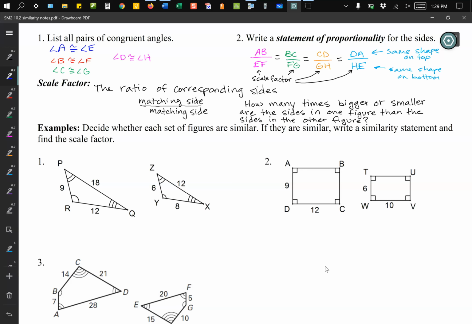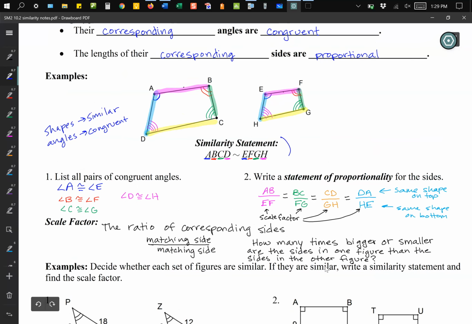The next thing it wants me to do is, if I do end up with similar figures, write a similarity statement. That's this one. The one with all the fractions is the statement of proportionality. The one with the squiggly line, the squiggly line, by the way, is read "is similar to." So the squiggly line over the equal sign is congruent. Similar is just a squiggly. Congruent is a squiggly over an equal sign.